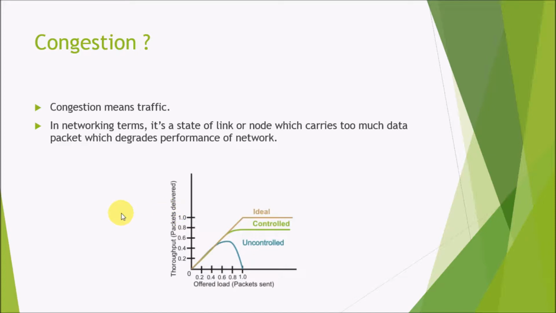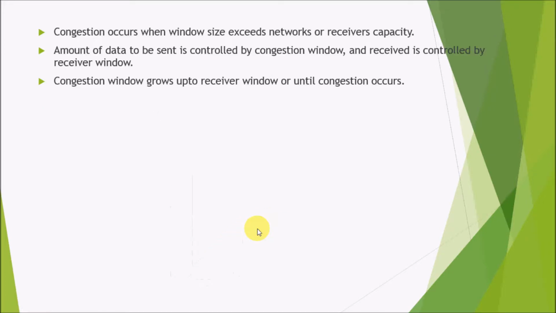So now we can look at this graph. If congestion doesn't occur, then the packets delivered gradually increase. But when congestion occurs, they decrease at the same time. At a point, they get decreased. So we need to control the congestion in order to conserve the speed of packet delivery in the network.